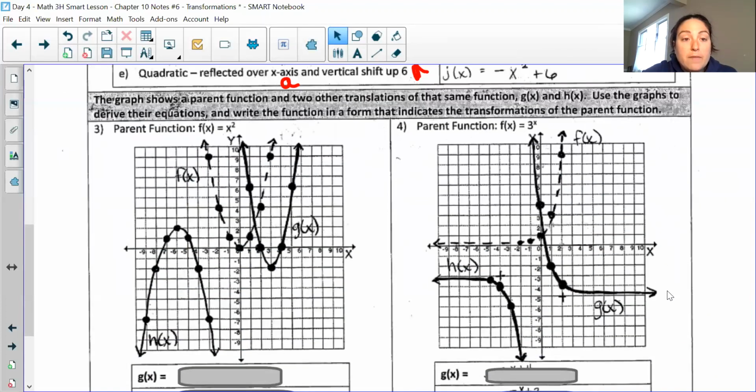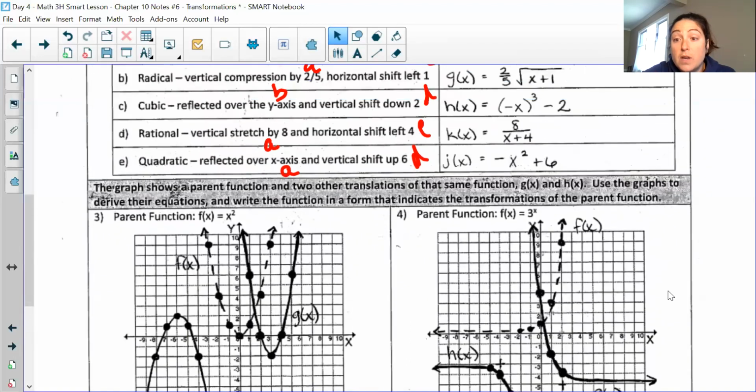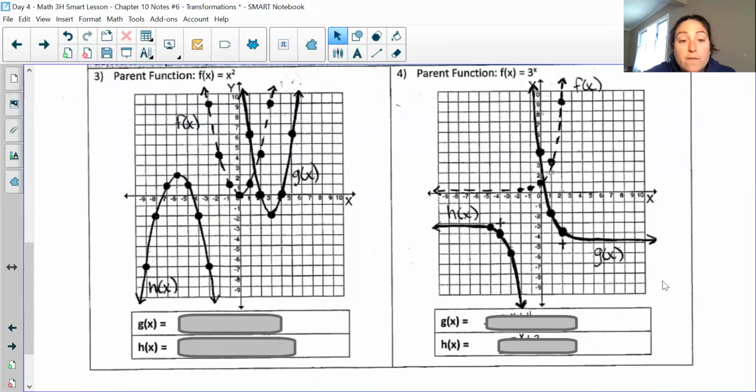Example 3. The graphs show a parent function and 2 other translations of the same function, g of x and h of x. Use the graphs to derive their equations and write the function in a form that indicates the transformations of the parent function. All right, our parent function is f of x equals x squared.